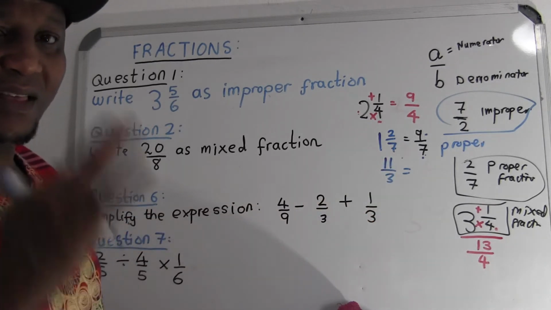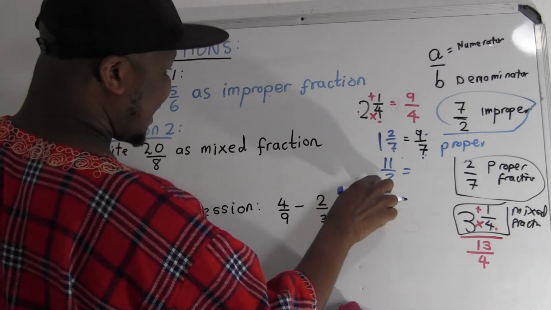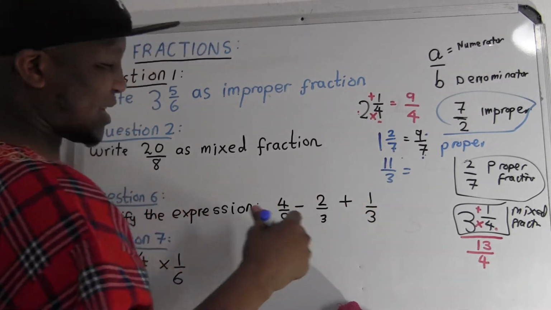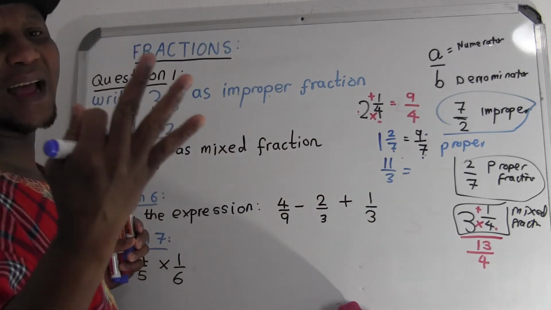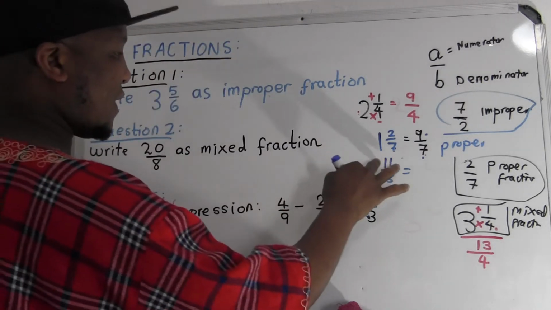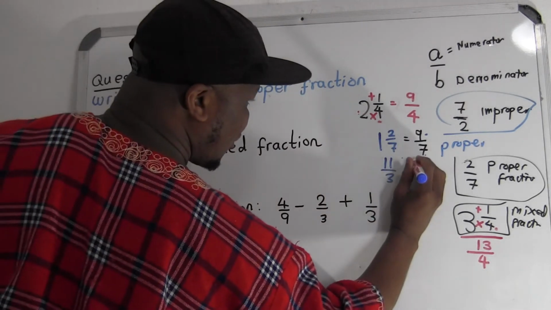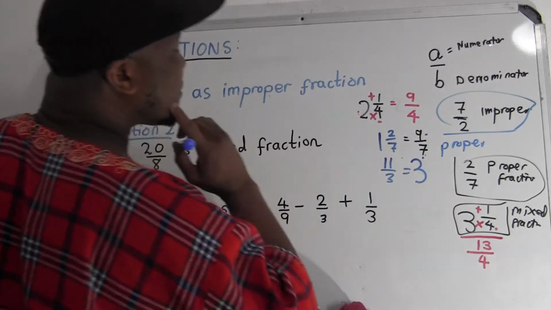How many 3s are there? There are 3 in 11, because we can get 4 threes. How many 3s? 3, 6, 9. If you go one more, it's going to be more than this. So it's only 3. So we're going to write the bigger number there, 3 of 3.